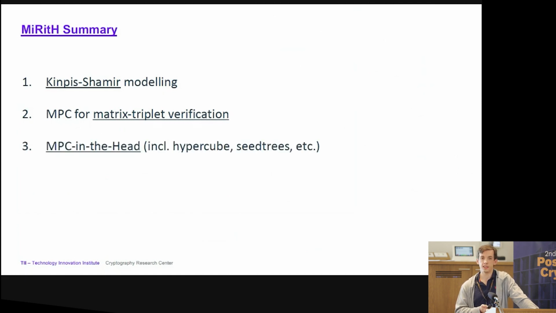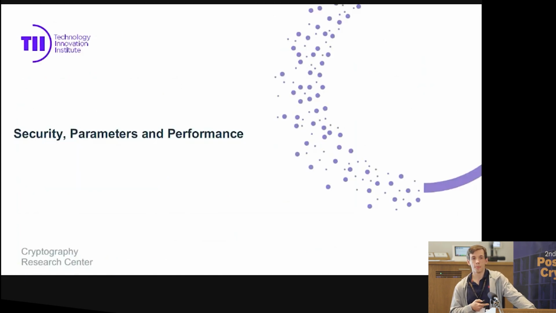Then we apply the MPC in the head paradigm with all its modern techniques, including the hypercube and seed trees and initial hashing of commitments, as detailed yesterday by Thibaut. And finally, we apply the Fiat-Shamir transform to conclude with the signature scheme. So this is how MiRitH is constructed. Now let us look into security, performance and parameters of the scheme.